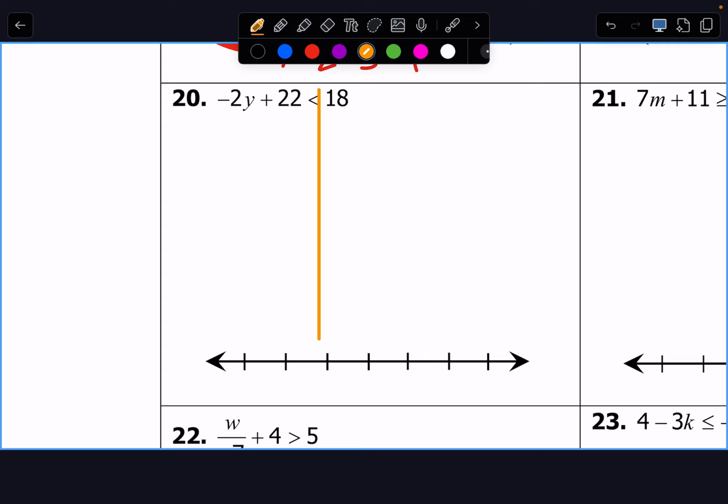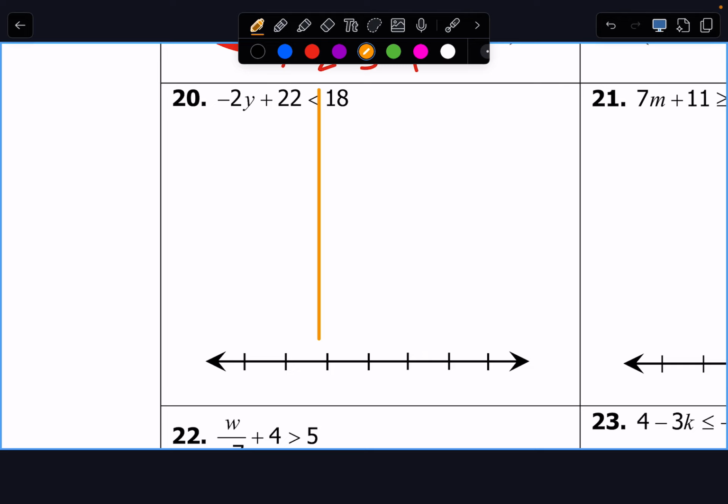Some people have y is less than 2. Some people have y is greater than 2. So it's either y is less than 2 or y is greater than 2. Interesting that we have a difference. I like that we all agree on 2, though, right? Okay, so it looks like everybody made the same first step.